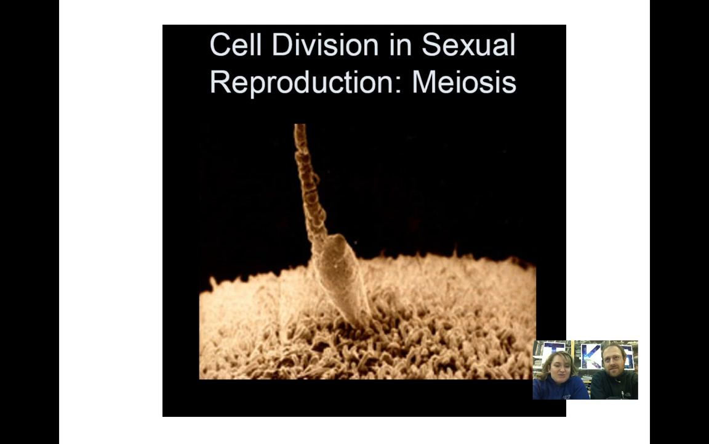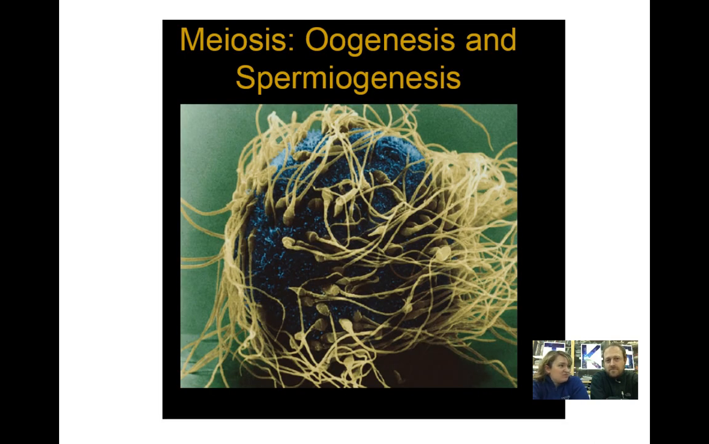So in meiosis, we're creating cells that have half the DNA of the original cell. This is important because if a sperm and egg come together, they each need 50% of the DNA. If they have more than that, you can have some messed up offspring or offspring that won't even be born. This process is called oogenesis when it makes an egg, and spermiogenesis when it makes a sperm.